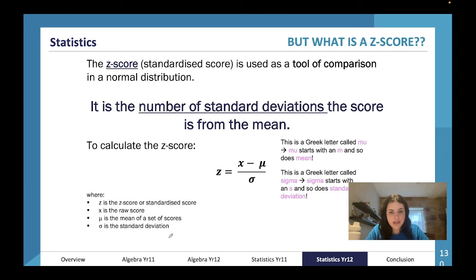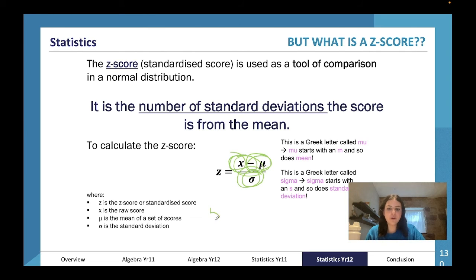Okay, so what is a Z-score? A Z-score, which is a standardized score, is a tool of comparison in a normal distribution. So it is the number of standard deviations that the score is from the mean. So to calculate the Z-score, we use the score minus the mean over the standard deviation.